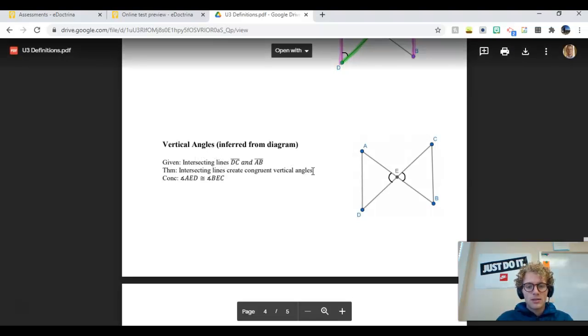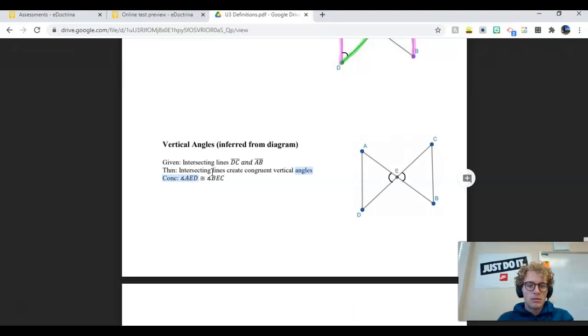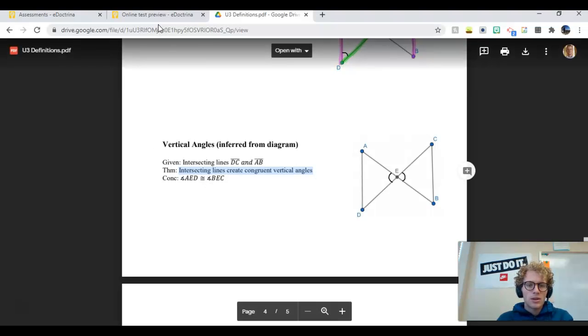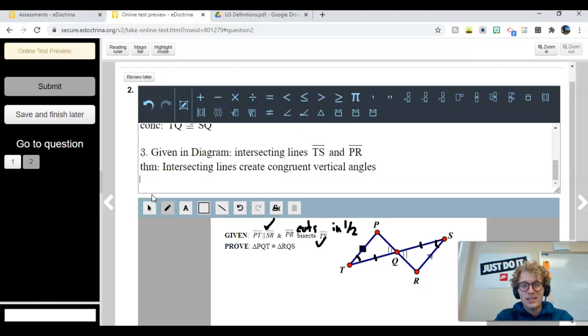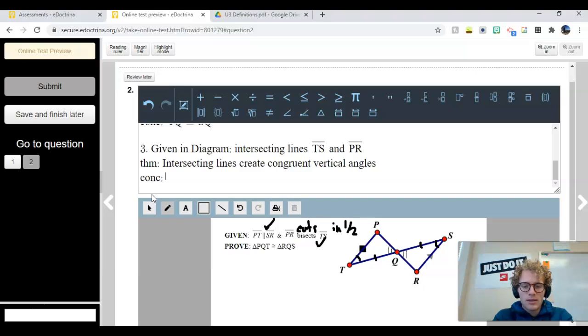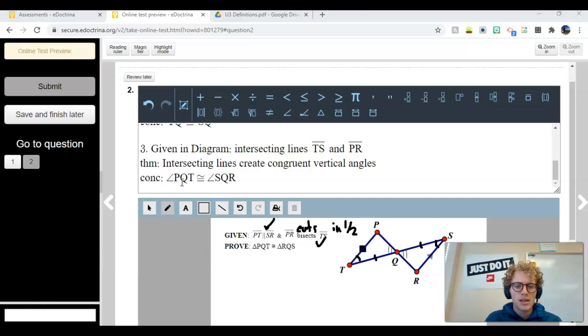So we've got that. We can copy our theorem here. And by the way, vertical angles are one of two things that you're going to be able to get from the diagram. The other one is the reflexive property, which is also in that sheet if you can't remember from Unit 2. So intersecting lines create congruent vertical angles. You know, in years past, kids had to memorize this. And our conclusion is that angle PQT is congruent to angle SQR. Sorry if that's glitchy, I kind of forgot what I said.